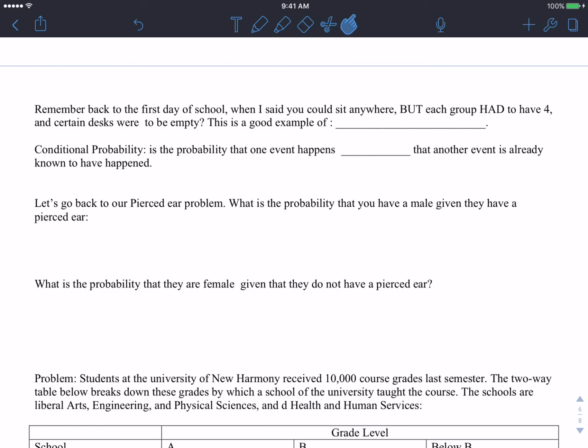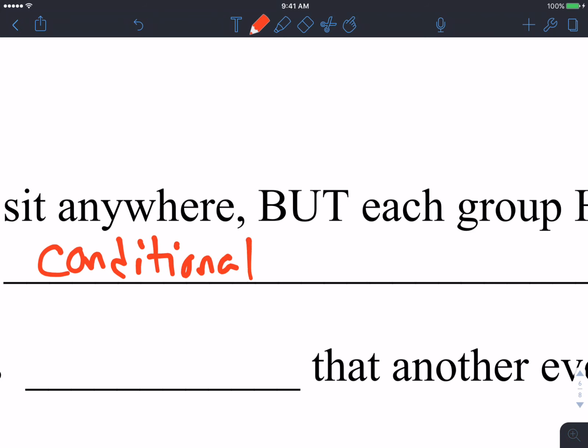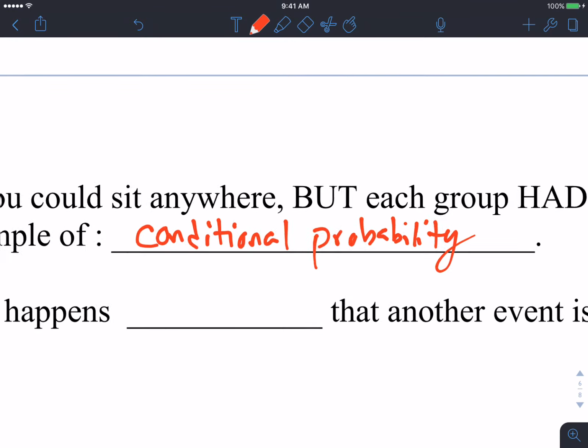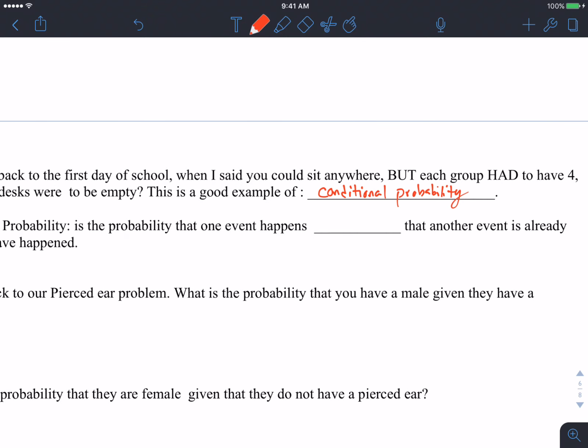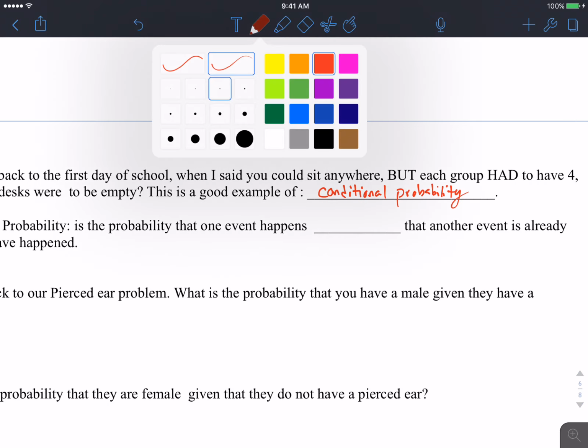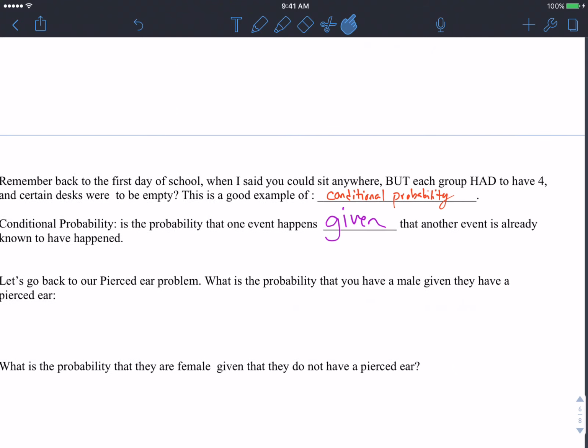If you think back to one of the first days of school, when you guys got to choose your own seats, but I gave you conditions on it saying you can't do this or you can do that. And the reason why I did that is because what did I have in mind? I had conditional probability. Conditional probability is the probability that one event happens, and the keyword is given, that the other event is known to happen.